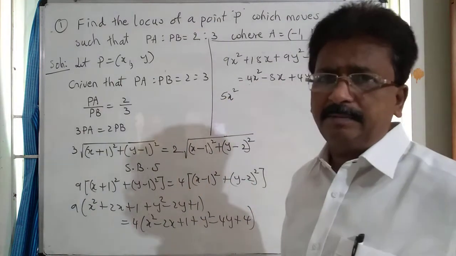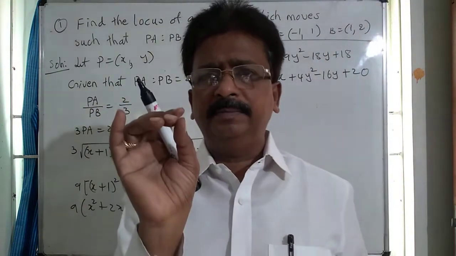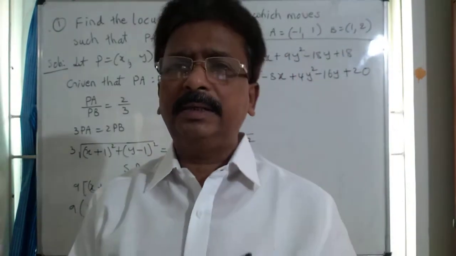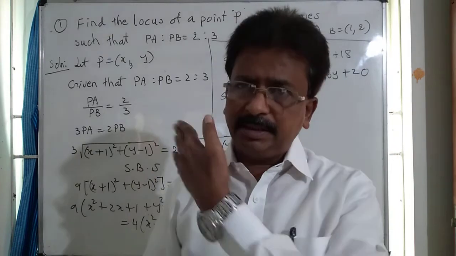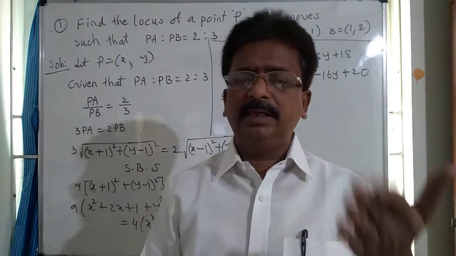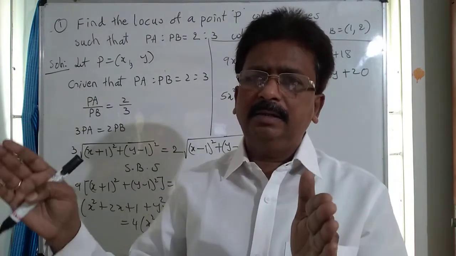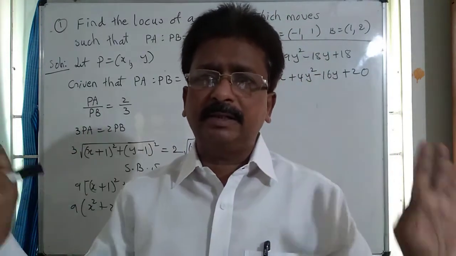Next let us write the y square term. So there is a sequence for the arrangement of the terms in an equation. What is the sequence? First the x square term, next the xy term, if it exists, and next the y square term, next the x term, next the y term, next the constant term. So in this order, in general, we have to arrange the terms in any equation.